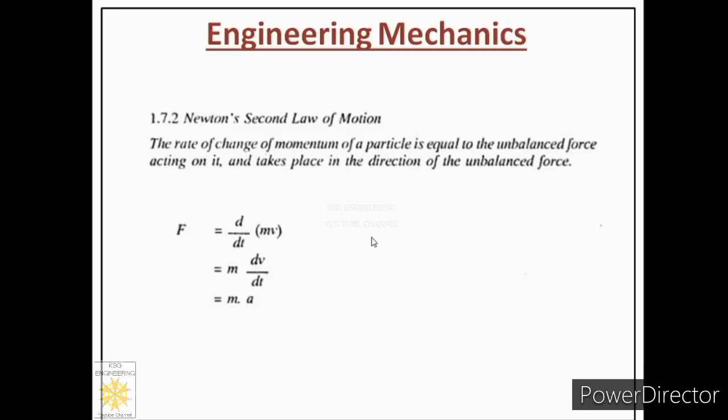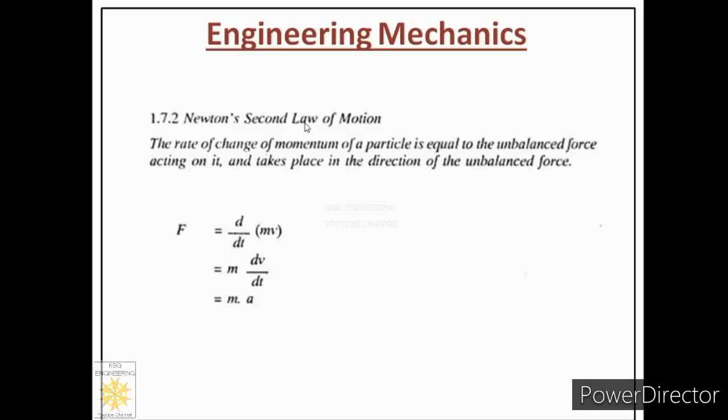So from this law we get one equation. We say that the force applied on the body will be equal to the rate of change of the momentum of the body, and this rate of change of momentum will take place in the direction of the force applied. So when we solve this further, as we know that mass is constant, when you take the derivative of velocity, it will become acceleration.